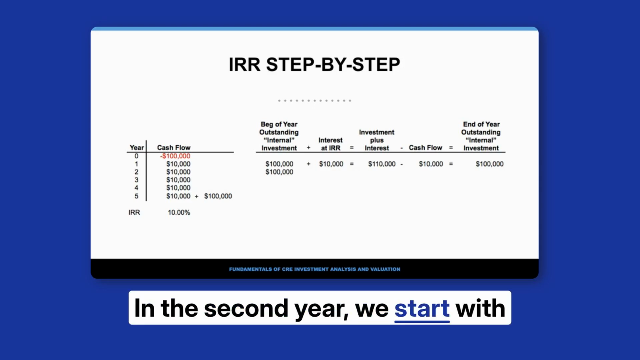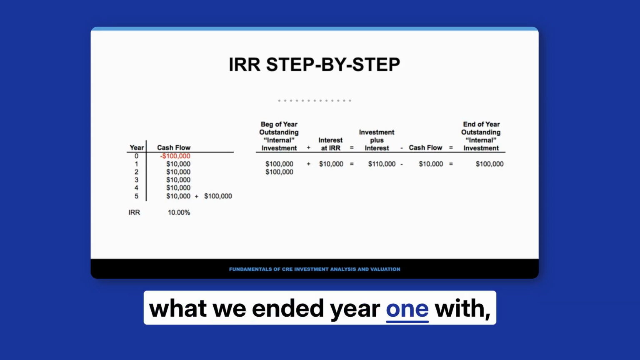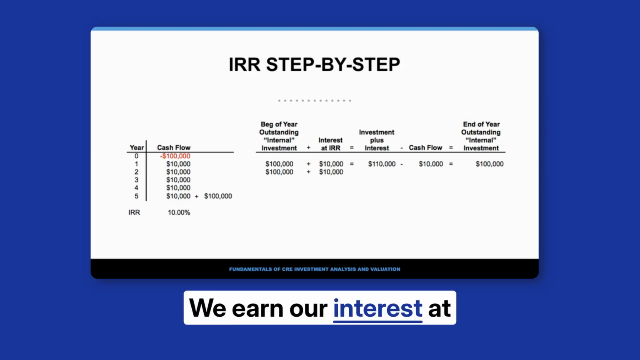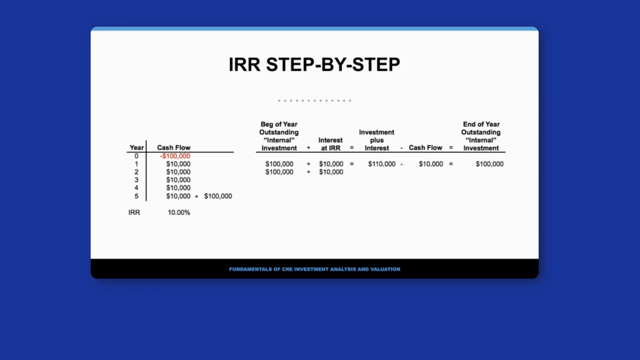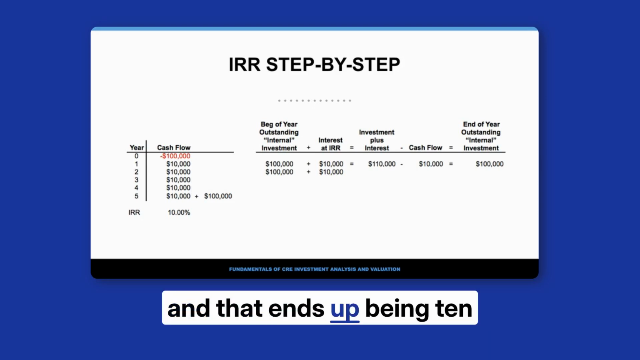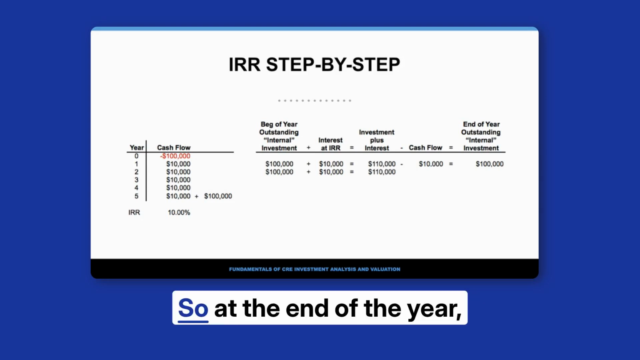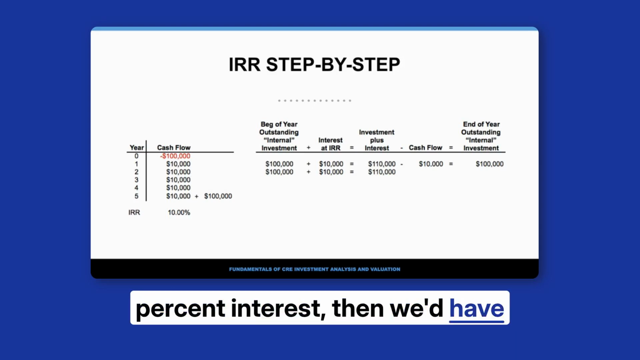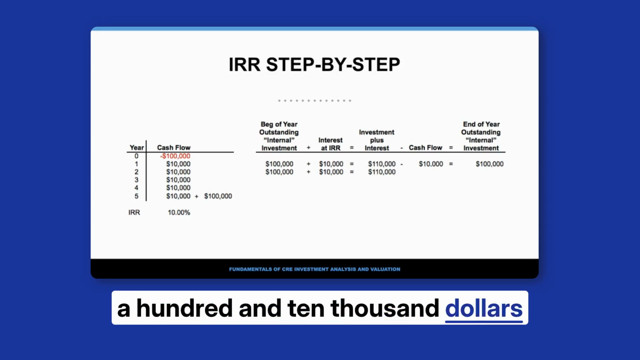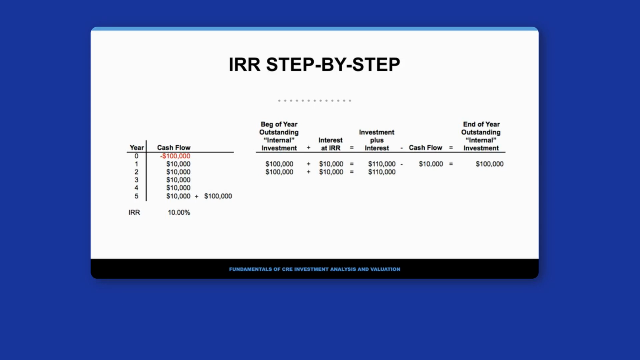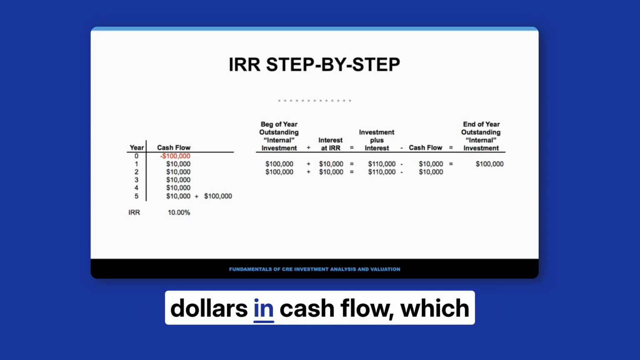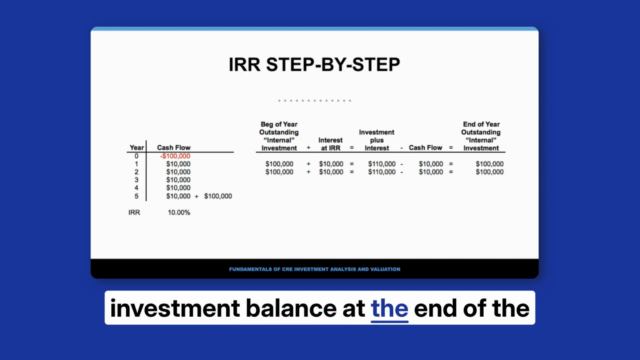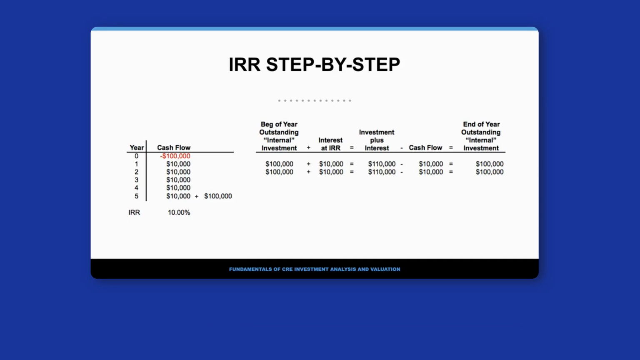In the second year, we start with what we ended year one with, or $100,000. We earn our interest at 10%, which is our IRR, and that ends up being $10,000. So at the end of the year, if we were to truly earn our 10% interest, then we'd have $110,000 owed to us from this investment. We receive only $10,000 in cash flow, which leaves us with an outstanding investment balance at the end of the year of $100,000.